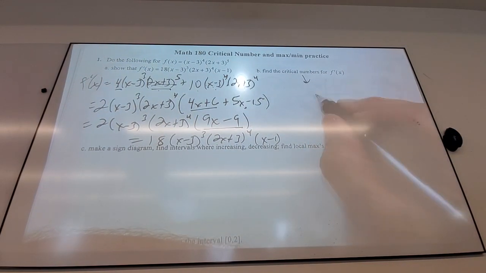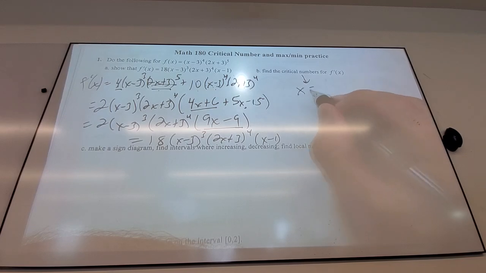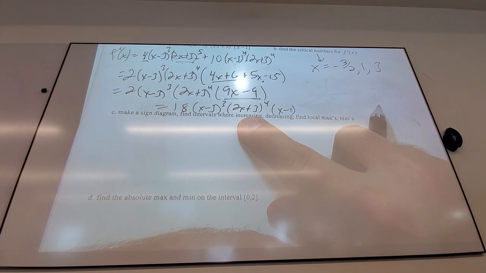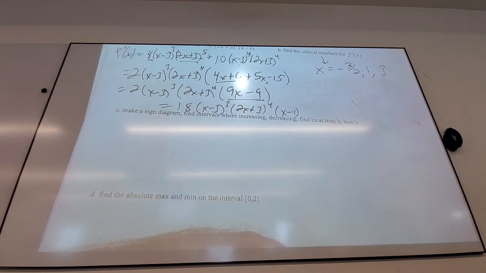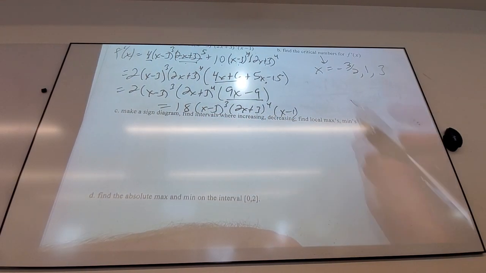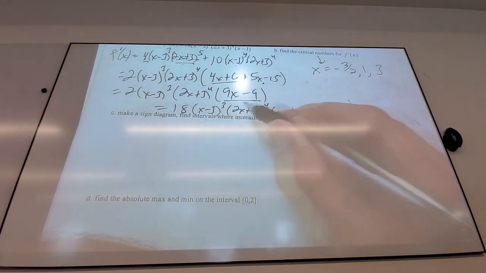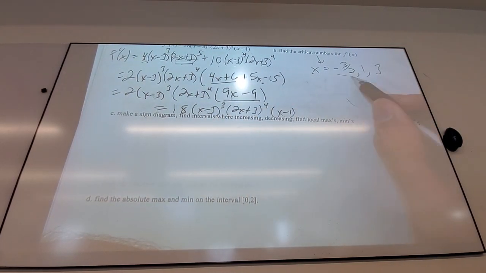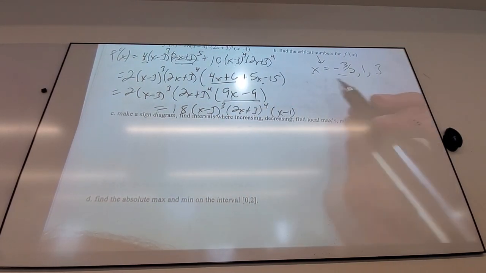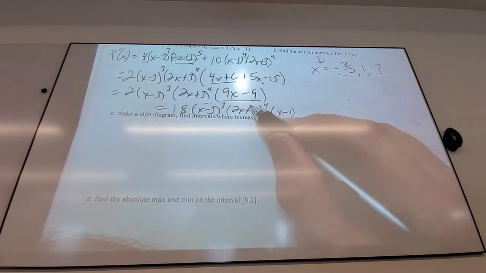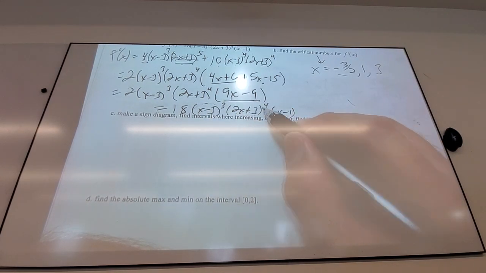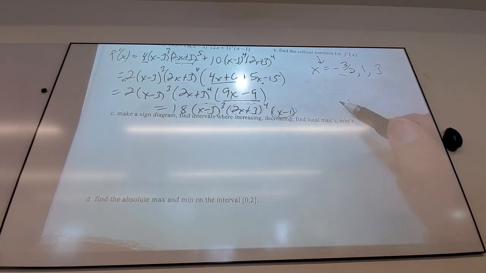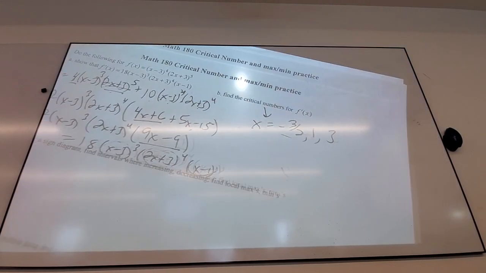So let's see, real quick, what'd you guys get for the critical numbers? Negative 3 halves, 1, and 3. Good, negative 3 halves, 1, 3. You never have to show me where. Hopefully if you have no idea where I got some of these, you'll ask me, but once it's factored, 3 makes that 0, subtract 3, divide by 2, negative 3 halves makes that 0, add 1, 1 makes that 0, yes? Okay.